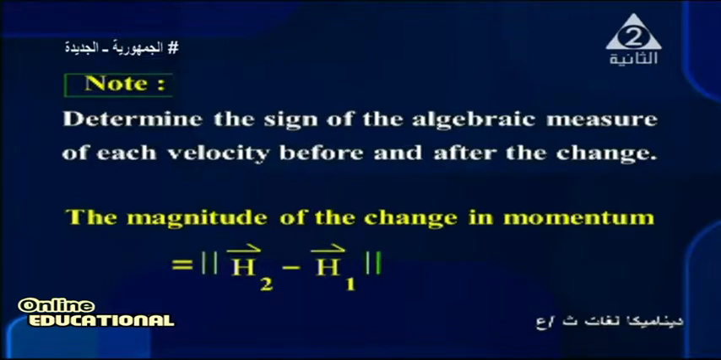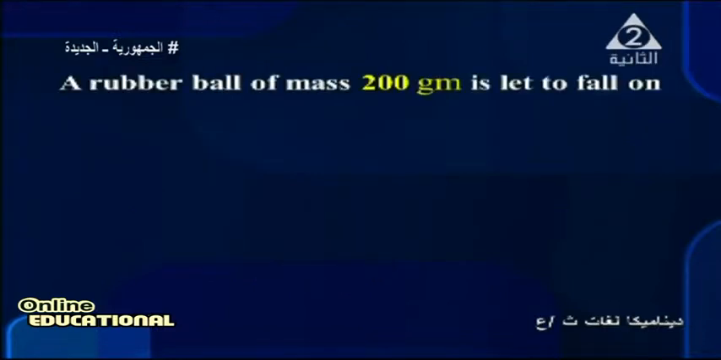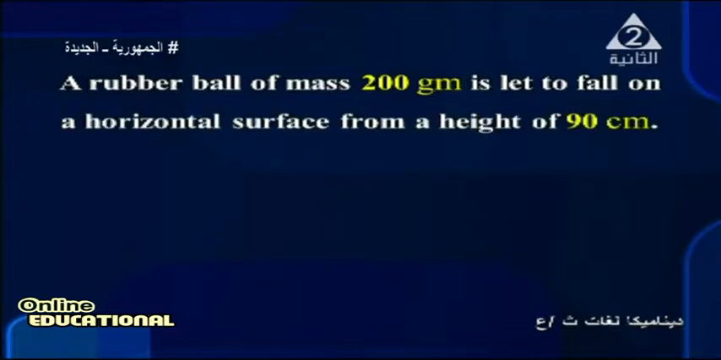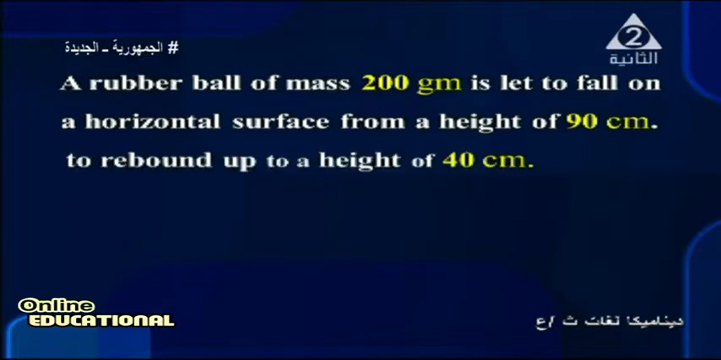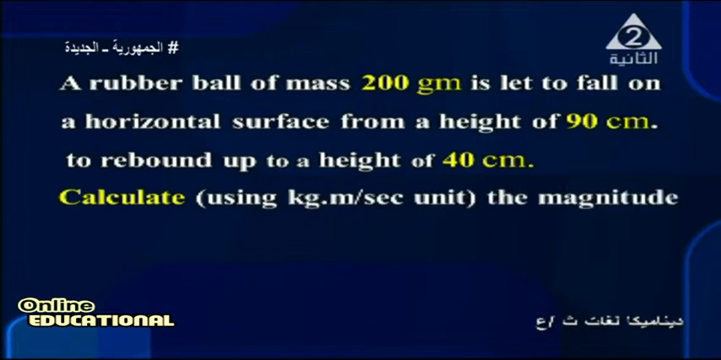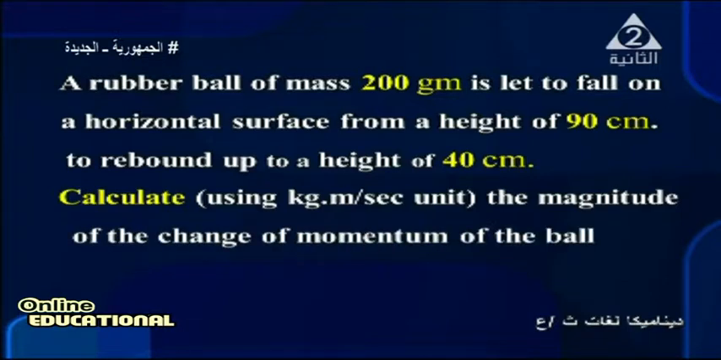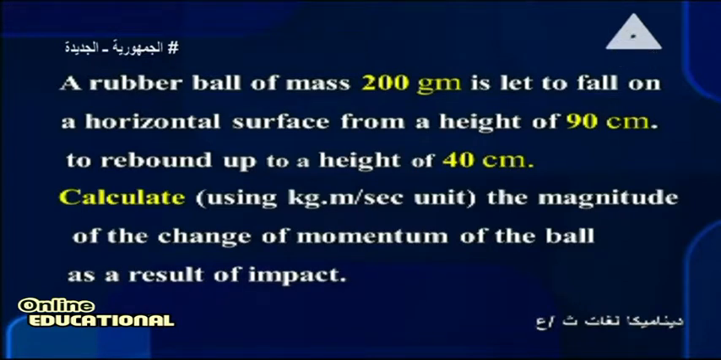Now we move to the next example. A rubber ball of mass 200 grams is let to fall on a horizontal surface from a height of 90 centimeters and rebounds up to a height of 40 centimeters. Calculate, using kilogram meter per second unit, the magnitude of the change of momentum of the ball as a result of impact.